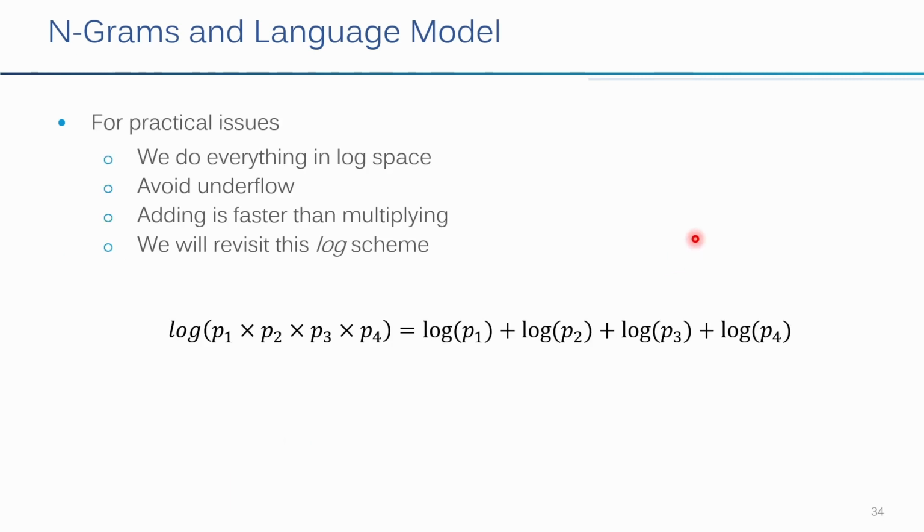Okay, so some practical things that we should keep in mind. Right now, we are multiplying all these probabilities, but we do everything in log space, as I said before, to avoid some underflows. Also, adding is way faster than multiplying. And later on, we'll revisit more about this log scheme when we talk about neural language models as well.